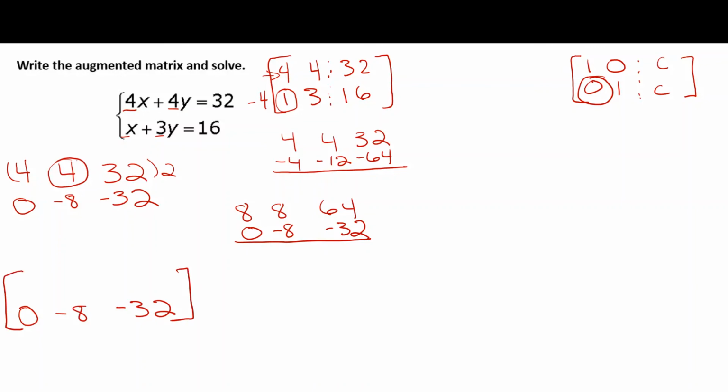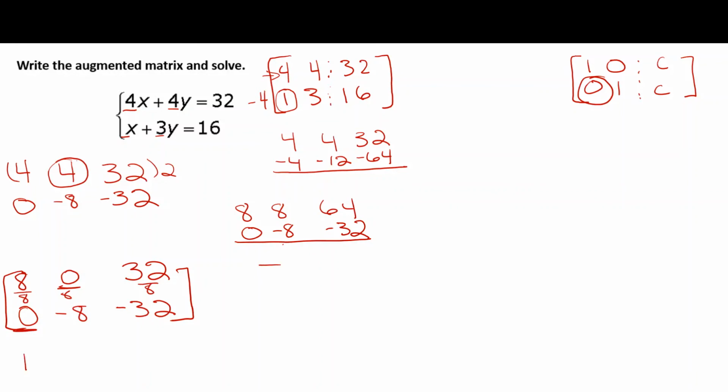All right, so 8 plus 0 is 8. 8 plus a negative 8 is 0. And 64 plus a negative 32 is a positive 32. Well, I'm almost there now. I've got zeros where they belong. I just need to get rid of my 8s. So I can divide everything on the top by 8. And that's going to leave me with 1.